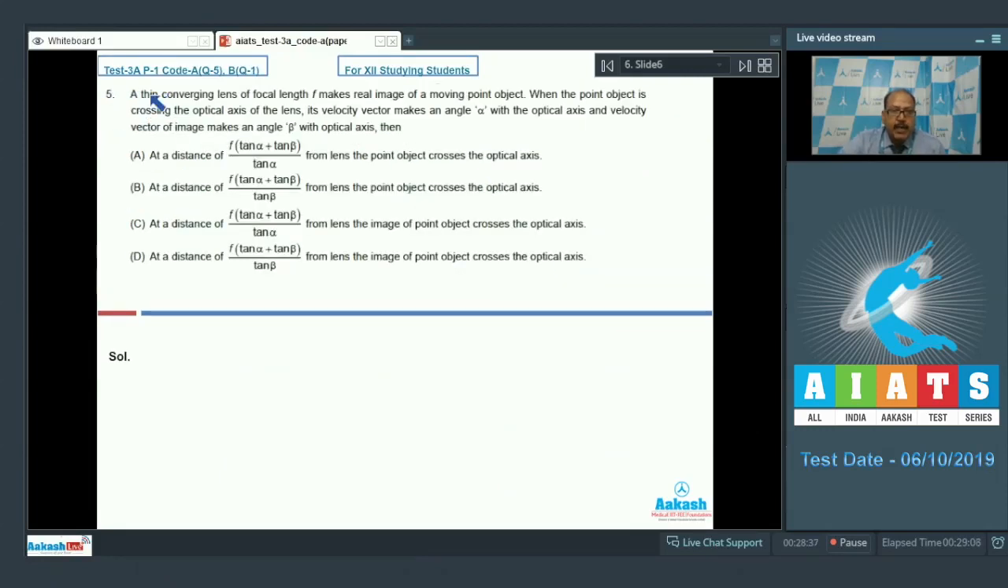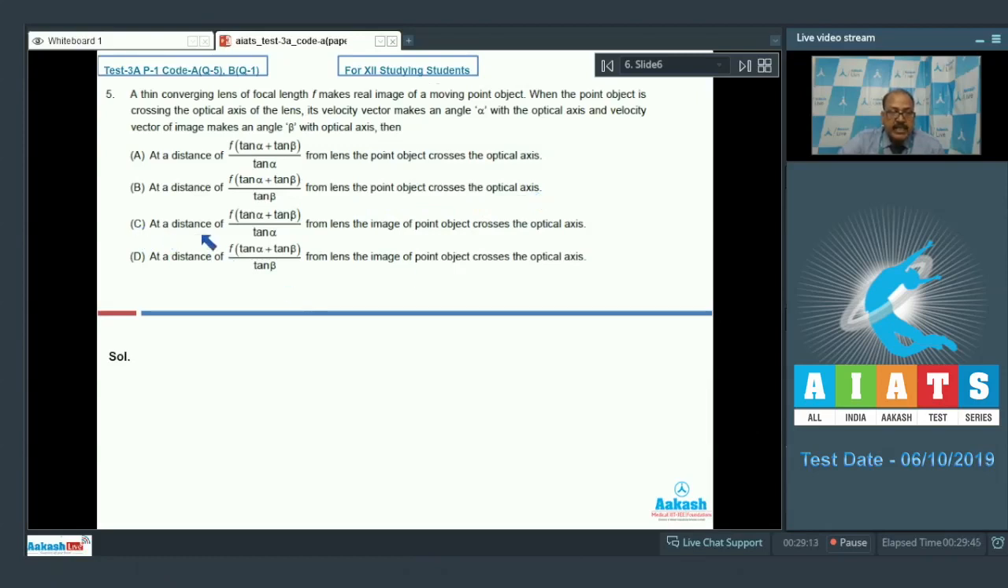Question 5 says, a thin converging lens of focal length f makes real image of a moving point object. When the point object is crossing the optical axis of the lens, its velocity vector makes an angle alpha with the optical axis and velocity vector of image makes an angle beta with optical axis. Then option A says, at a distance of f (tan alpha plus tan beta) by tan alpha from lens, the point object crosses the optical axis. Option B says, at a distance of f (tan alpha plus tan beta) by tan beta from lens, the point object crosses the optical axis.